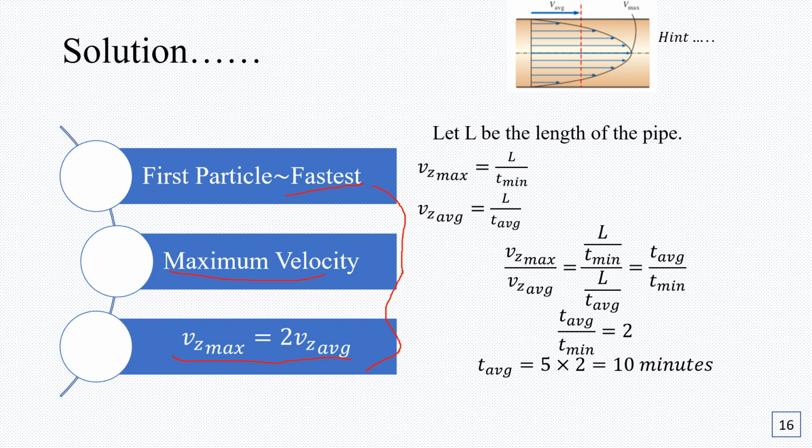For the maximum velocity the time should be minimum, whereas for the average velocity we have average time, and our main aim is to calculate this average time spent by the particles inside the pipe. So we will divide Vz max by Vz average, and it will give us Vz max upon Vz average equal to T average divided by T minimum. T minimum is the minimum time spent by a particle inside the pipe. We know that Vz max upon Vz average equal to 2. So T average, that is the average time spent by the fluid particles inside the pipe, would be 5 multiplied by 2, which is equal to 10 minutes.